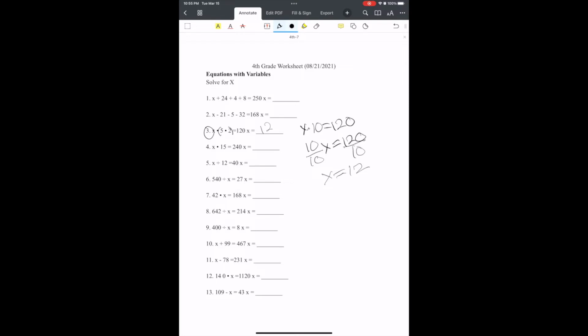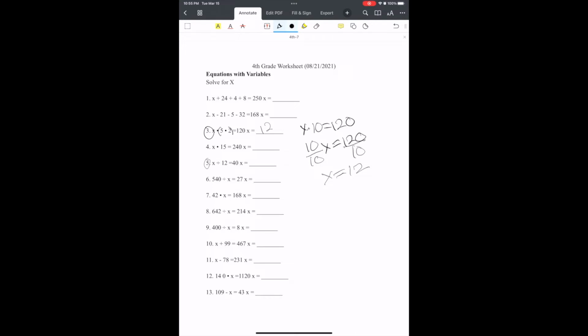Alright, so now let's try some division. So let's do number 5. With this, it's basically around the same thing, but it could get more confusing. For this, it's saying x divided by 12 is equal to 40. But in order to solve this, we had to rewrite it. Well, we don't have to, but it would be more simple.